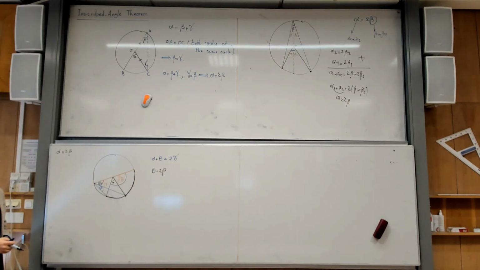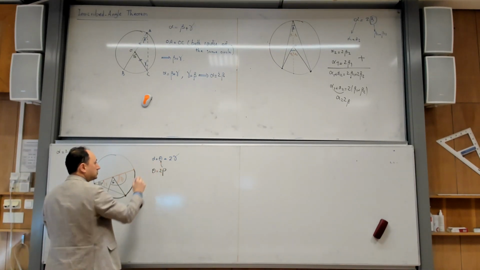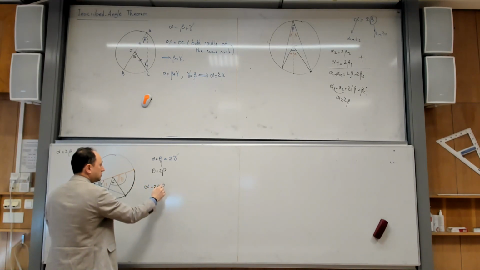Okay? It's a little bit complicated, but I hope that you understand. If not, you can ask me again. Let me just put it and prove it and finish it. So then, instead of this theta, I put 2 rho. So this becomes alpha plus 2 rho is equal to 2 gamma.